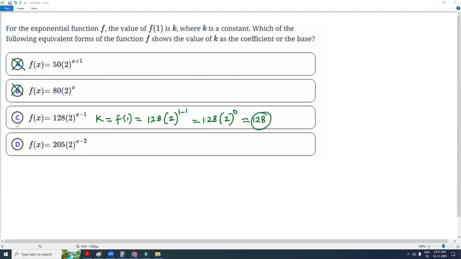Here I got the value of k for the function f of x in answer choice C. And the function f of x shows the value of k, that is 128, as a coefficient over here. So in the given answer choices, the function f of x in answer choice C shows the value of k as a coefficient. The correct answer choice for this question is C.